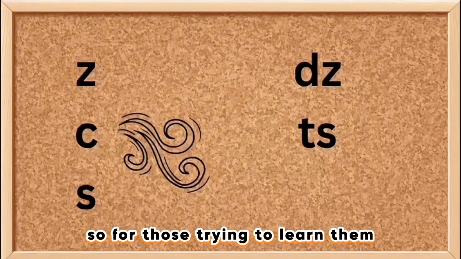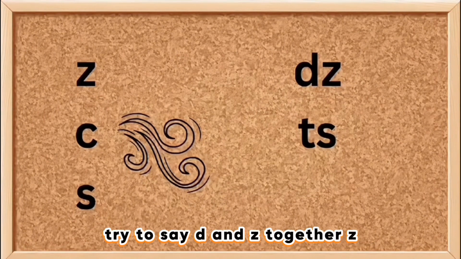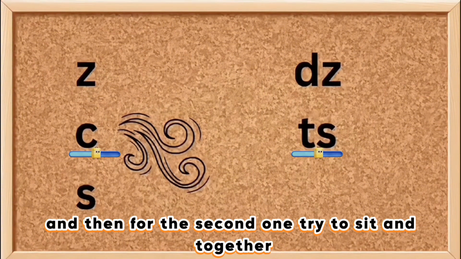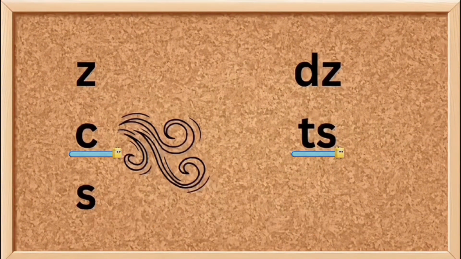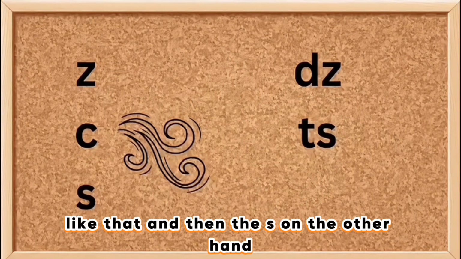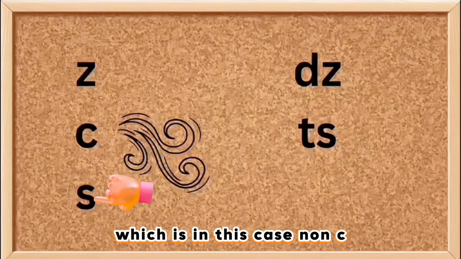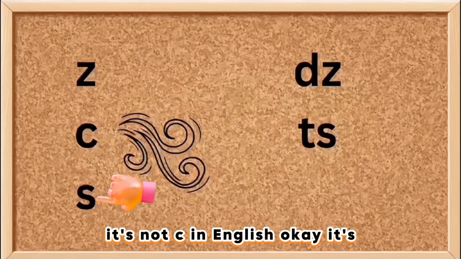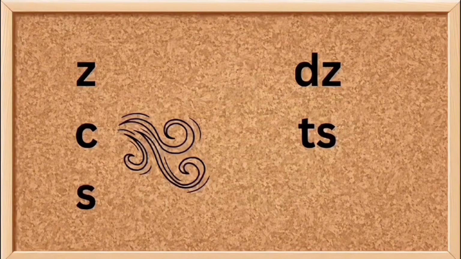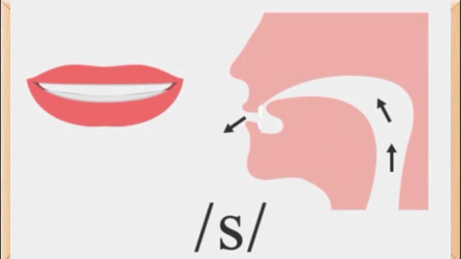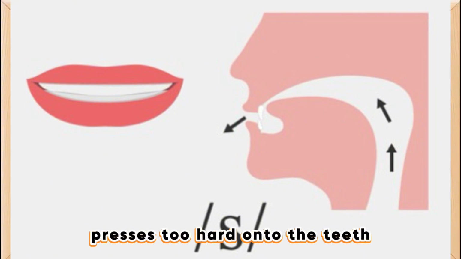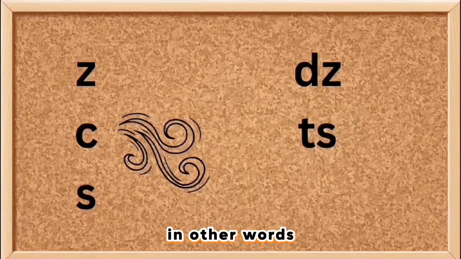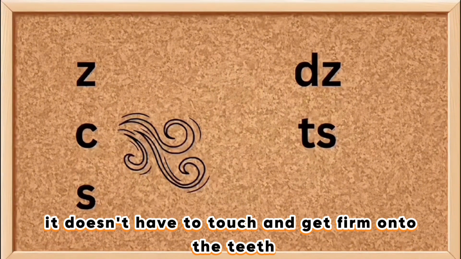So, for those trying to learn them, try to say D and Z together. Z, Z, Z. And then for the second one, try to say T and S together. T, S, S, like that. And then the S, on the other hand, which is S in this case, non-C. It's non-C in English. Okay, it's S, S, S. Just before the tongue presses too hard onto the teeth, you let the air escape. S, S, S. In other words, it doesn't have to touch and get firm onto the teeth.